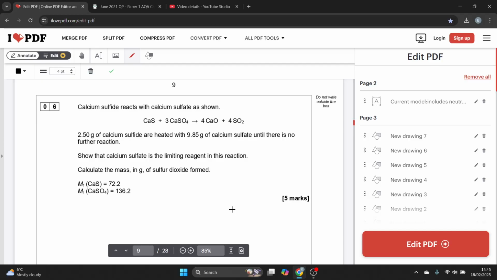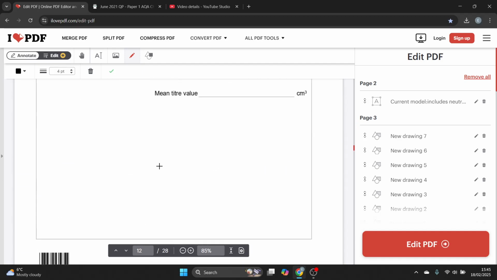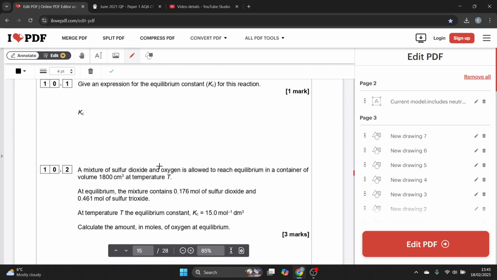Show that calcium sulfate is a limiting reagent. Calculate the mass in grams of sulfur dioxide formed. And how many other questions are left?